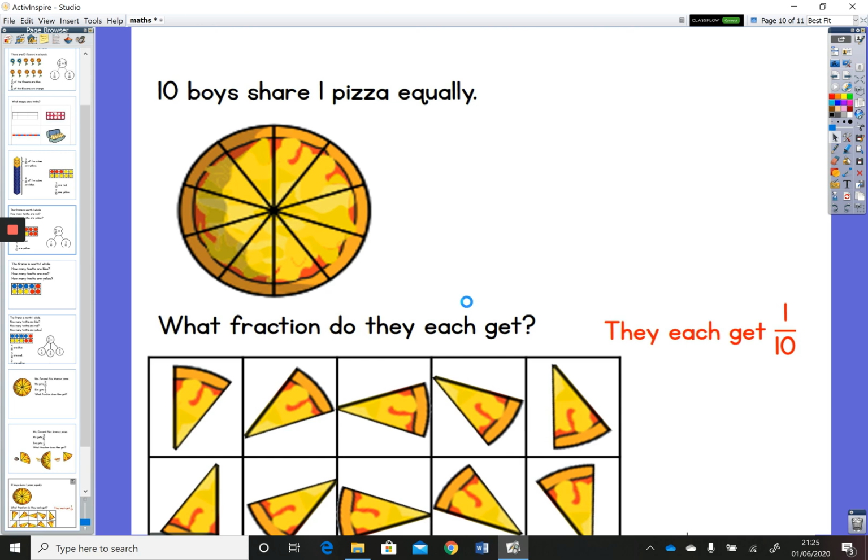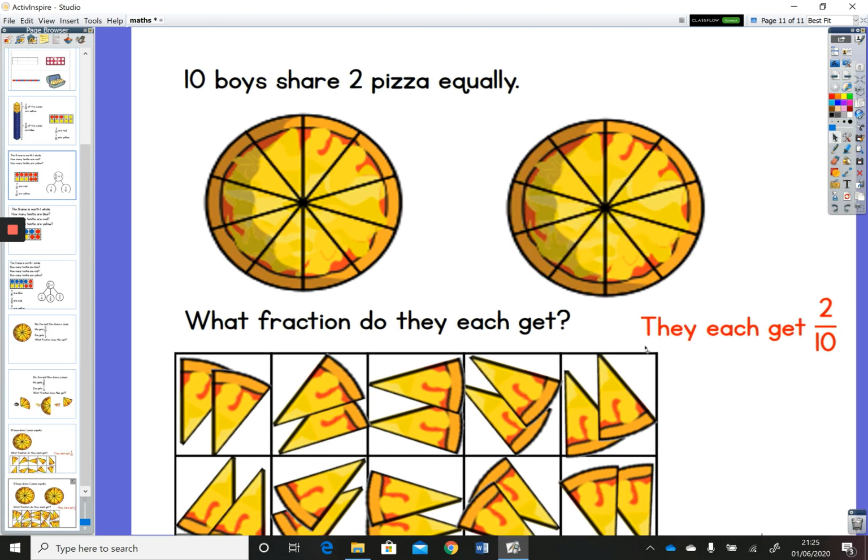And I've just drawn it here just to demonstrate what it would look like as you split your pizza up. So Willow class, I've got one more question. Yes, this one is 10 boys share 2 pizzas equally. 10 boys share 2 pizzas equally. What fraction do they each get?